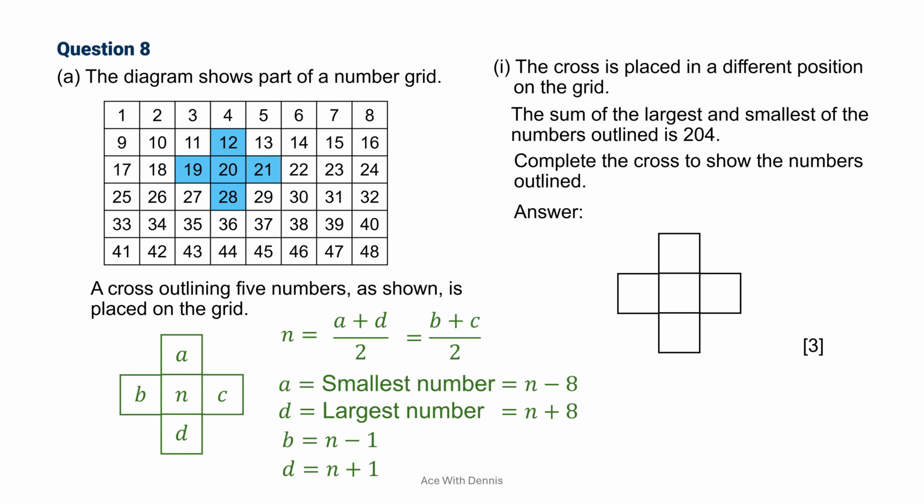So given that the sum of the largest and the smallest of the numbers outlined is 204, then n will be 204 divided by 2, which is 102. So the middle number will be 102, which means the number at the left will be 101, the number at the right will be 103. The number at the top will be 94 because 102 minus 8 we get 94. And the number at the bottom will be 110, which is 102 plus 8. So this will be the answer.